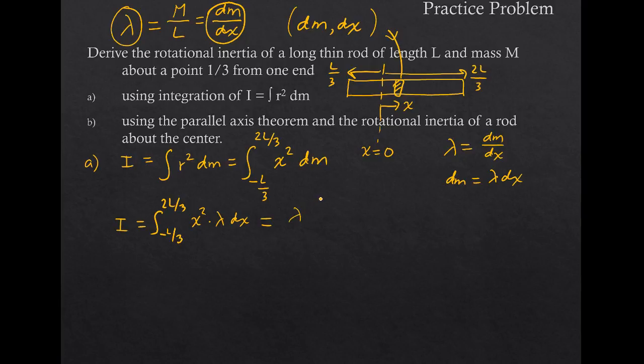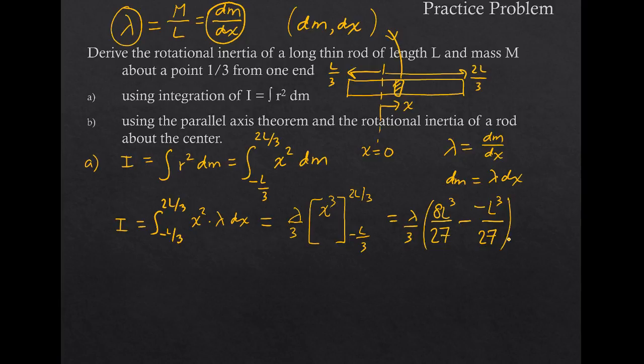So it'll be lambda times x cubed over 3, evaluated from negative L over 3 to 2L over 3. Let's take that 3 out in front, so it's just lambda over 3 times x cubed. Then we have 8 L cubed over 27 minus negative L cubed over 27. So that's going to give us lambda over 3 times 9 L cubed over 27.